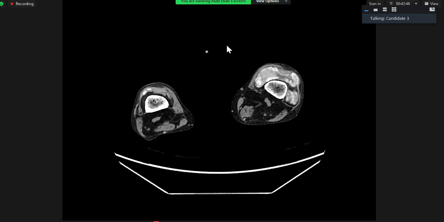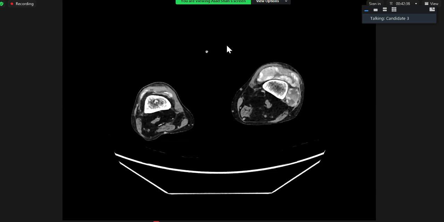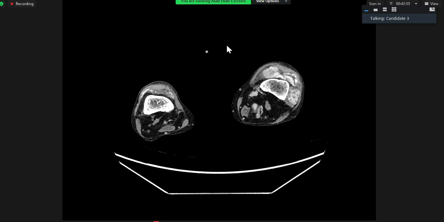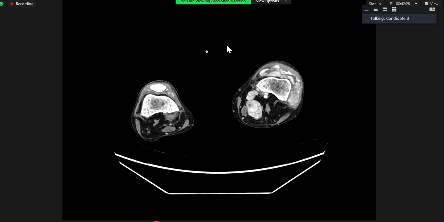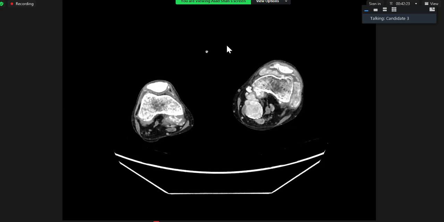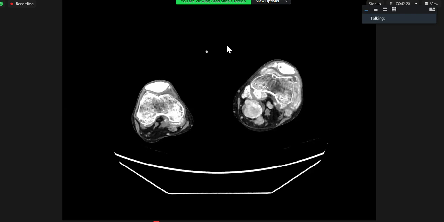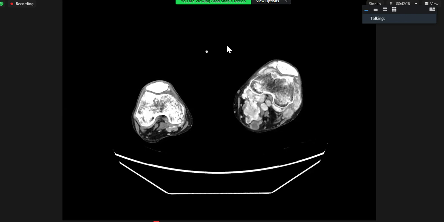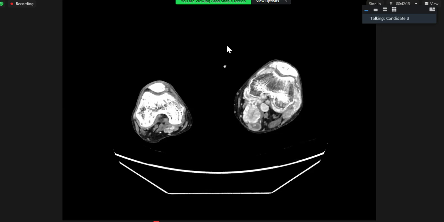No, yeah. So here I can see that there is a significant soft tissue high density area which is present anteriorly. It is showing a central low density linear area within it. There are areas of calcification which are present. Can we zoom up the image a little bit so I can see the calcifications?